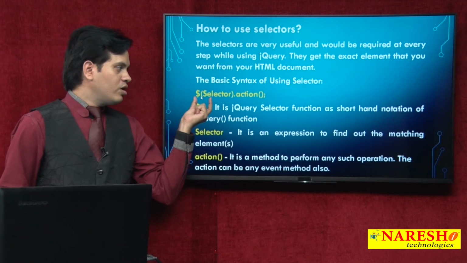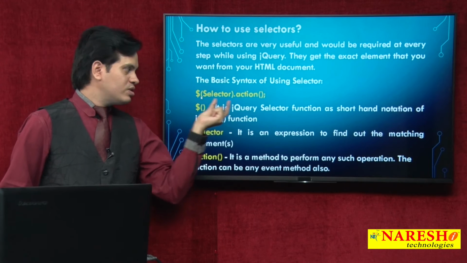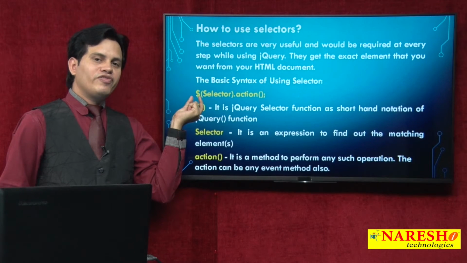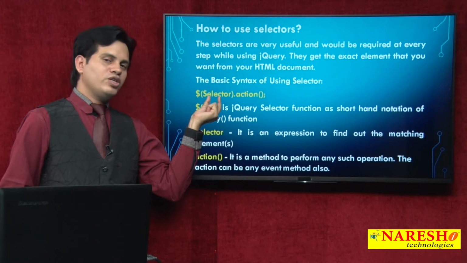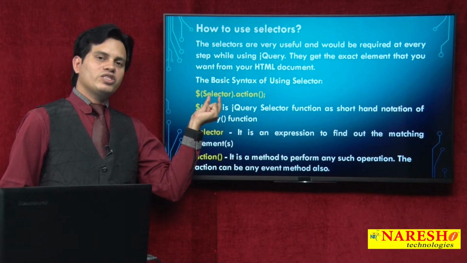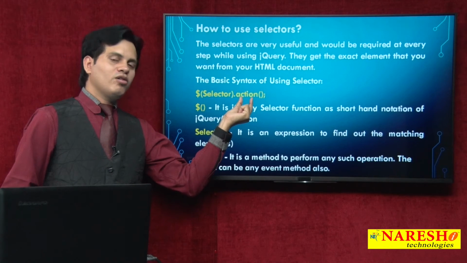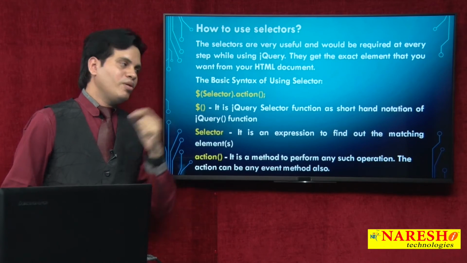$(selector).action. $(selector).action means the dollar is a jQuery selector function. Of course, it is a shorthand notation of the actual function called jQuery, and selector is an expression through which it is going to select the HTML element from the DOM, and on that a corresponding action is going to be performed.